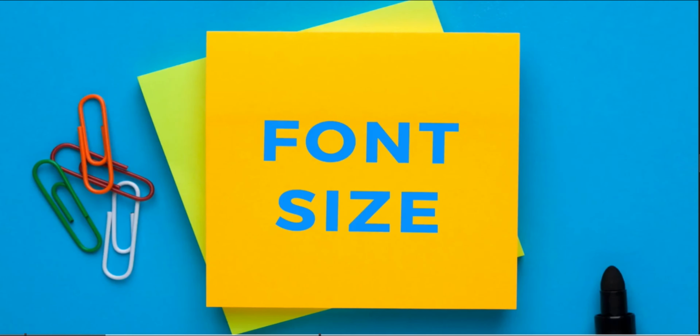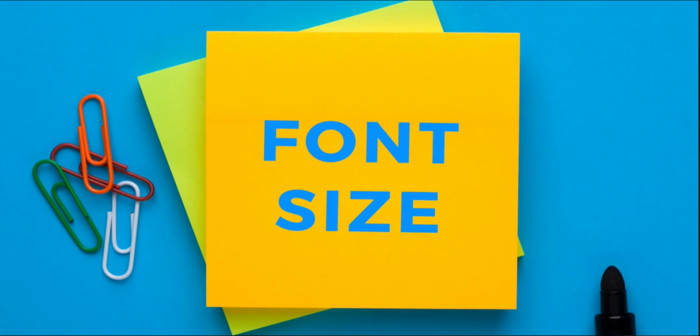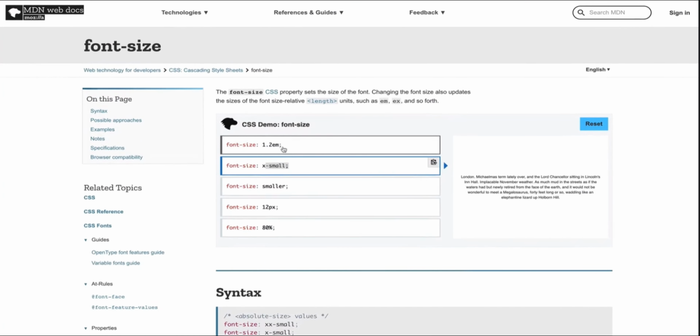So in the previous video, we talked about quite a few different text-related properties, but we did not cover changing the font size of some text. The property we use to do that is called font-size, and it's honestly very simple. On one hand, it's just font-size, and then we specify a size.